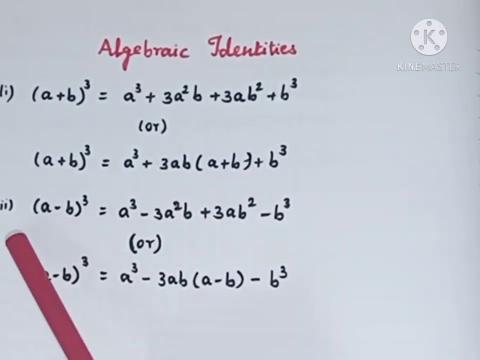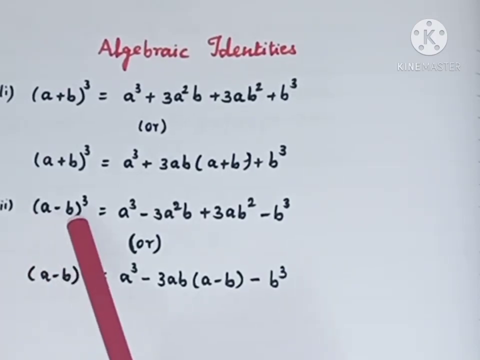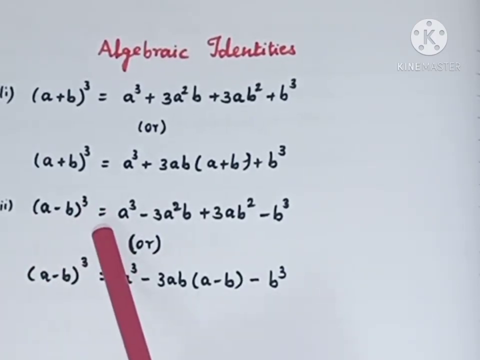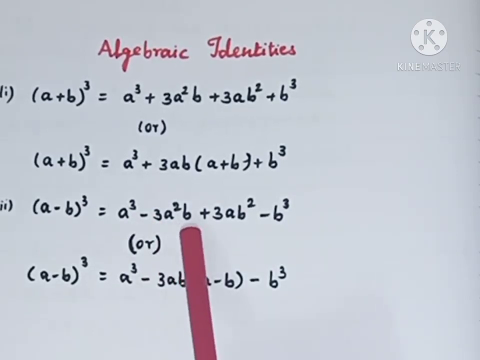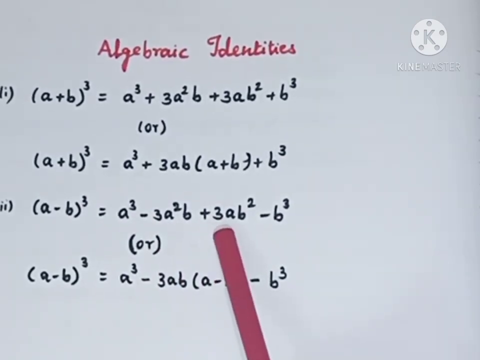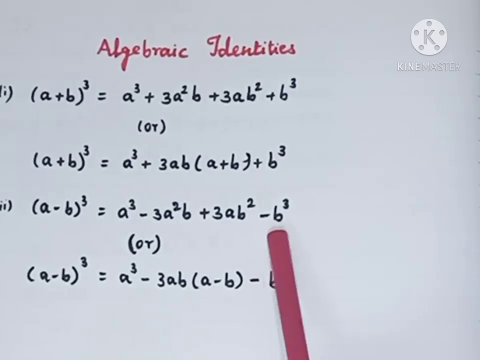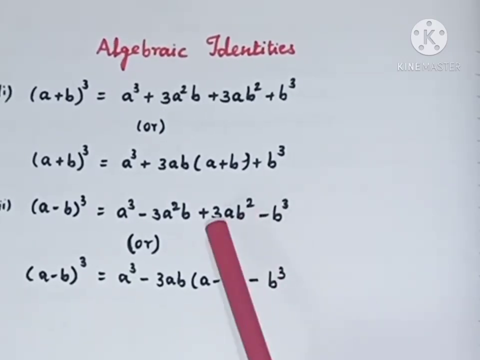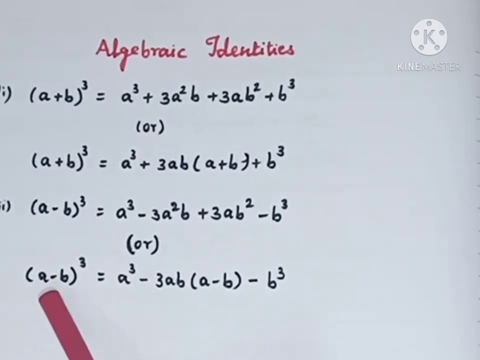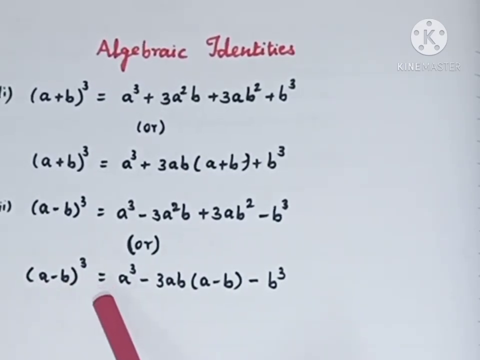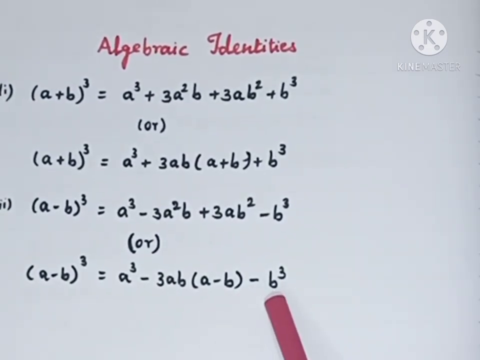The second identity is (a minus b) the whole cube is equal to a cube minus 3a square b plus 3ab square minus b cube. The same identity can be written in this way also: (a minus b) the whole cube is equal to a cube minus 3ab into (a minus b) minus b cube.